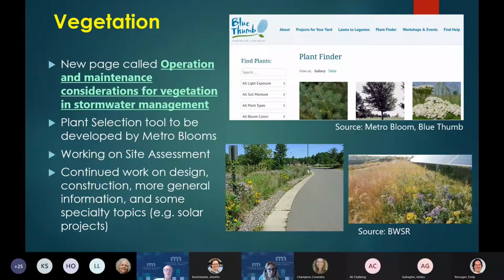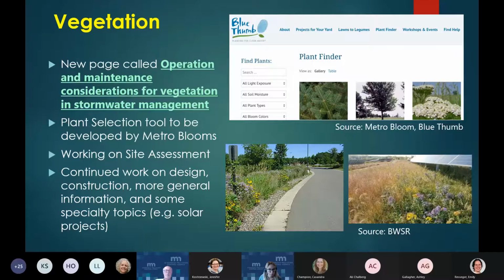This is a pretty significant undertaking. There's lots of stuff in the manual on vegetation, but it's kind of buried. It really has not become a topic unto itself here until the past year. And so now we have a page in there called Operation and Maintenance Considerations for Vegetation and Stormwater Management. So vegetation is going to become increasingly important in stormwater management in the future as we move towards green infrastructure. And you can see a couple green infrastructure practices here: a solar farm on the lower right, planted to native perennial vegetation, and then of course a vegetated swale on the left.